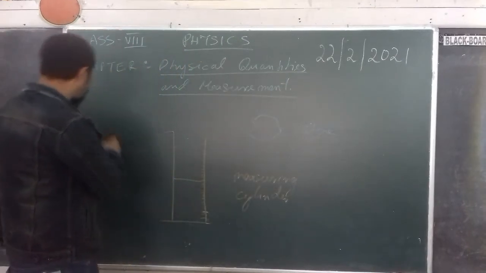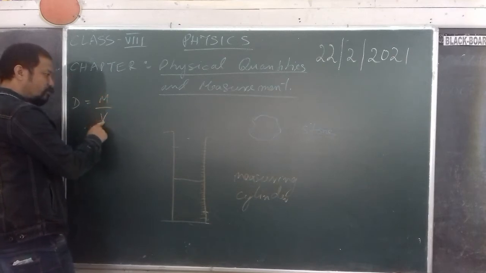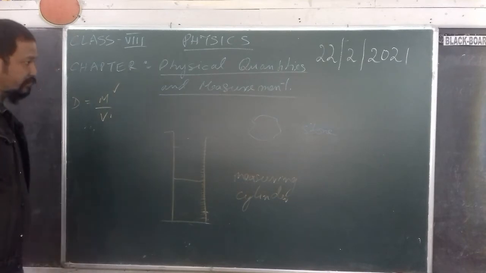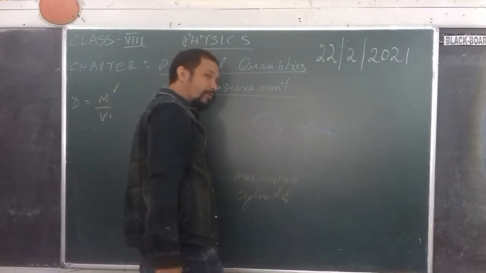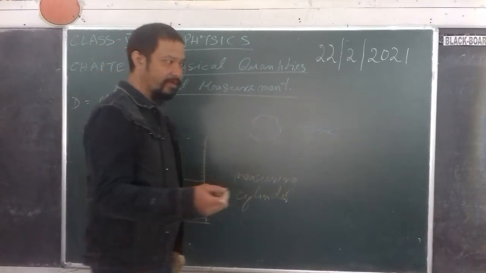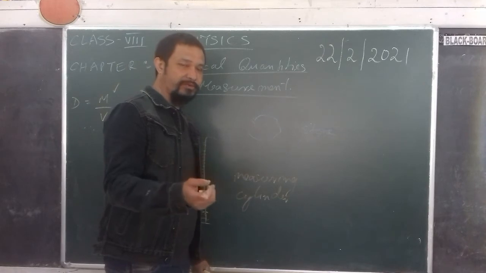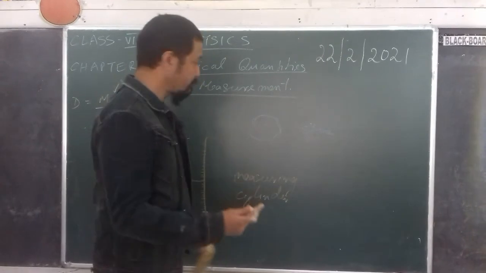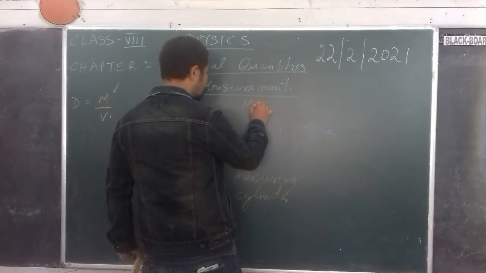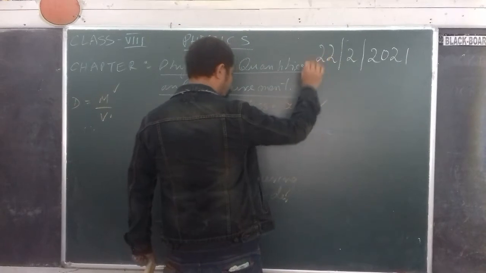And what is the formula for density? Mass upon volume. So we need to know the mass of the stone and we need to know the volume of the stone. We'll see how we do that. To find the weight of the stone, you simply take the stone and weigh it on a physical balance, or whatever instruments of weighing are available. Just weigh it and mark the mass. So mass, let's say X grams.